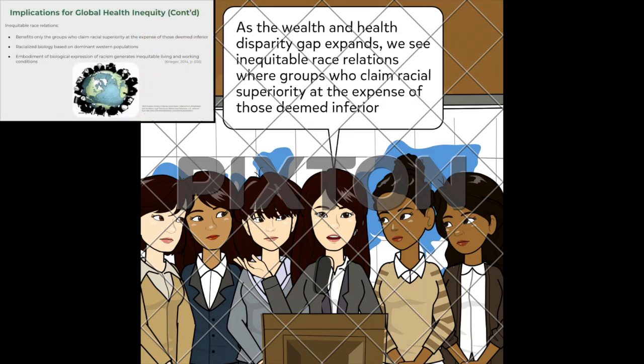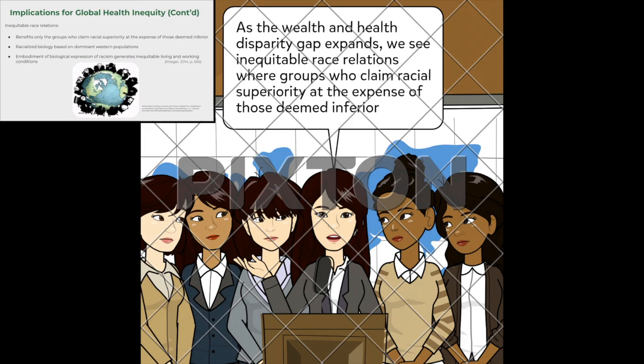As the wealth and health disparity gap expands, we see inequitable race relations where groups claim racial superiority at the expense of those deemed inferior. Racialized biology produces and justifies the categories that have formed hierarchical racial and ethnic groups. This in turn generates inequitable living and working conditions that embody the biological expression of racism.